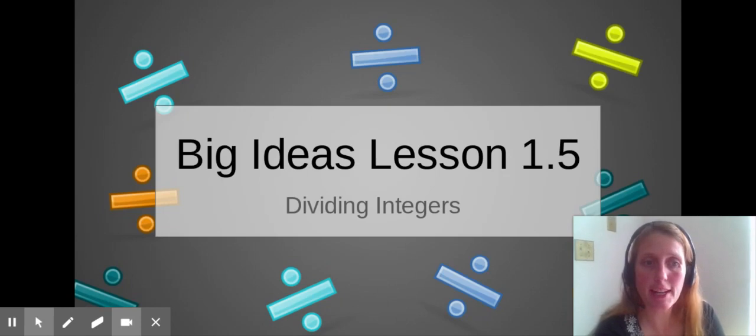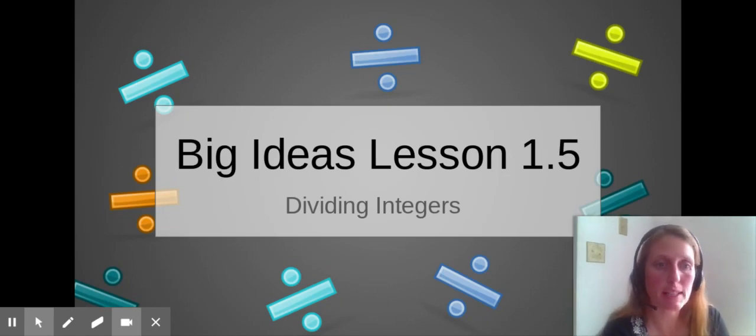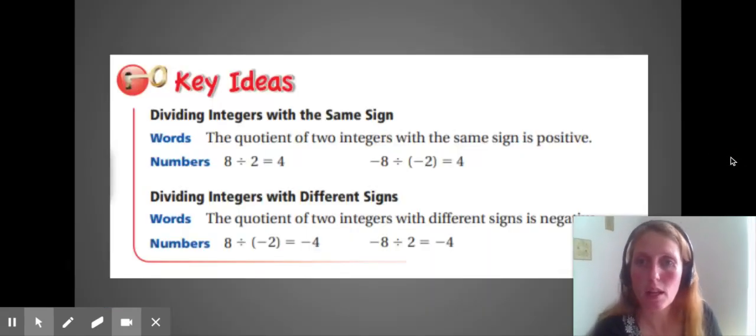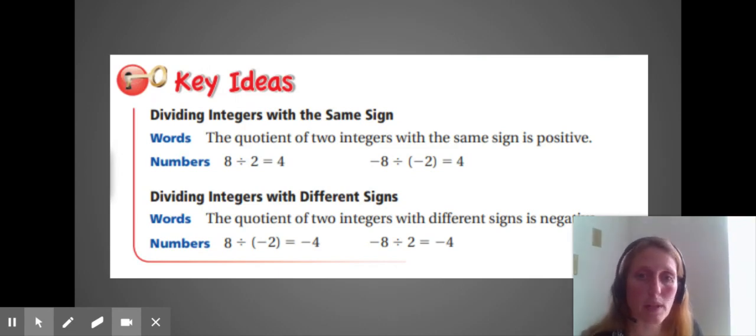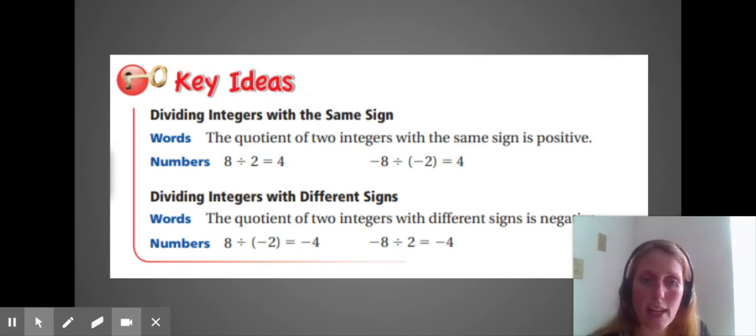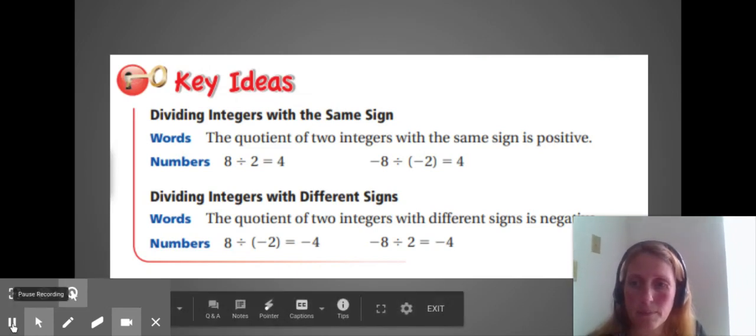So we're just going to go ahead and get started right away. This is very similar to multiplying integers. We actually have very similar rules. When we divide integers with the same sign, the quotient, or the answer, of the two integers with the same sign is always going to be positive, and the quotient of integers with different signs is always going to be negative. So let's go ahead and try that out.